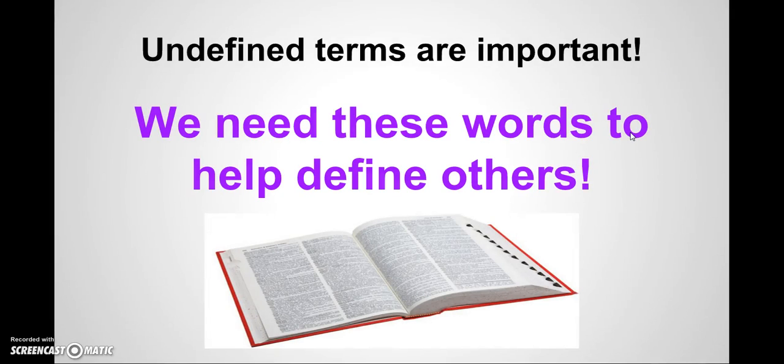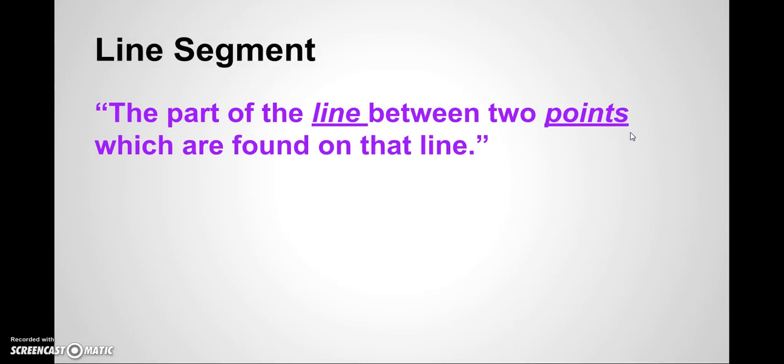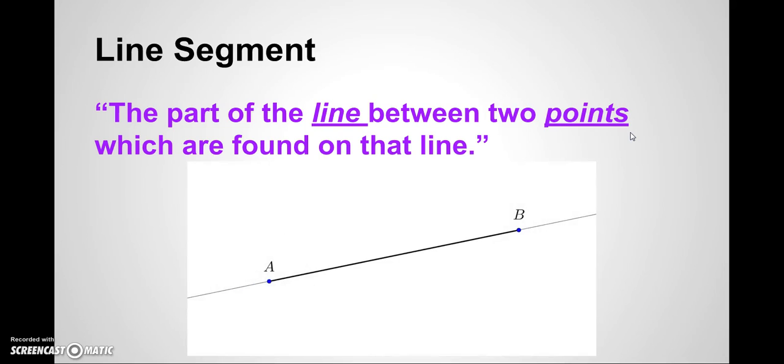And like I said, we need these undefined terms to be the building blocks of the definitions of words that we also need to know. So the first word we want to start out defining is line segment. And this is in fact the part of a line that is between two points. And those points have to be found on that line. So here's a picture to give an example.